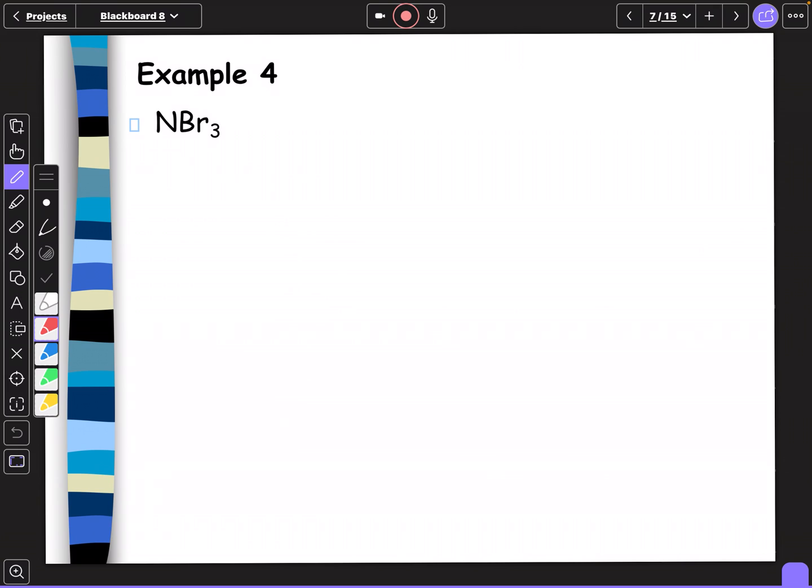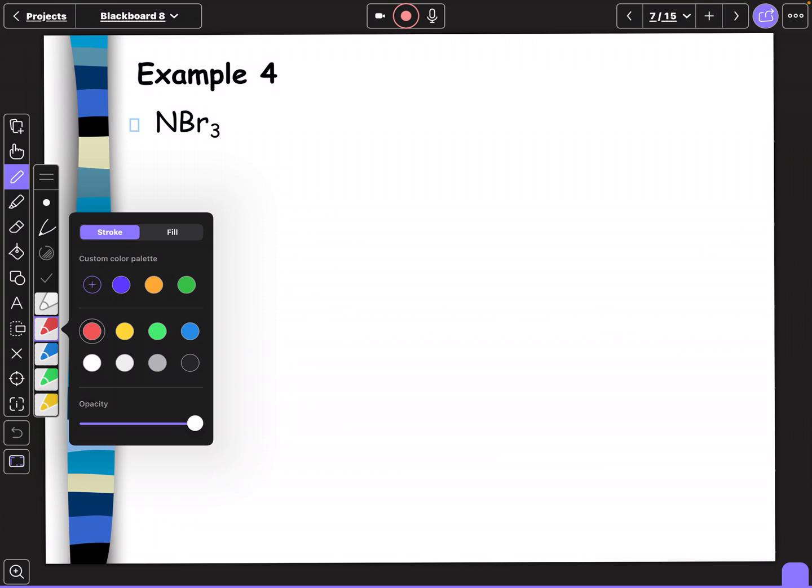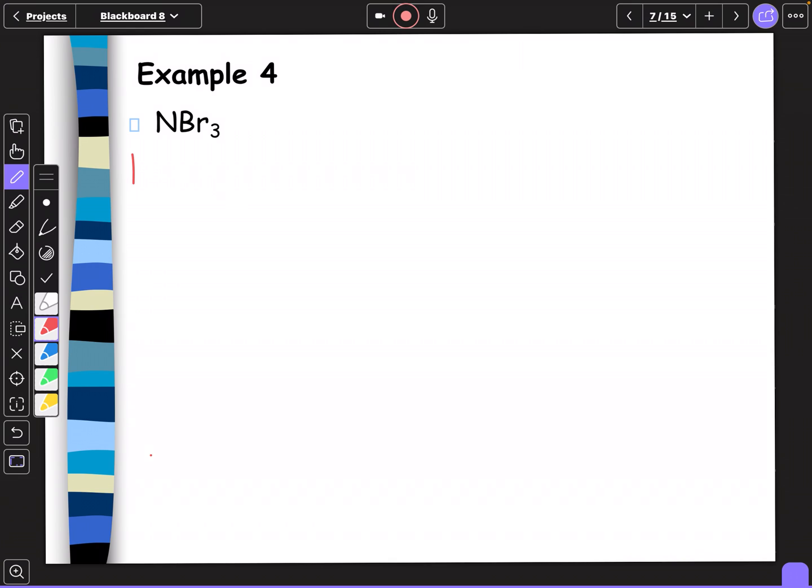Now for this last example, NBr3, that is nitrogen tribromide. Nitrogen is in group 15 or 5A, so it has 5 valence electrons. 1 times 5 is 5. Br, I have 3 of those atoms, and I multiply it by the number of valence electrons bromine has. Bromine's in group 17 or 7A, so it has 7 valence electrons, for a total of 21. When you add 21 and 5, you get 26 total electrons.